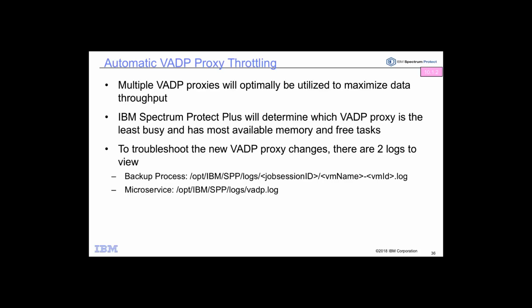Automatic VADP proxy throttling. Now we will use multiple VADP proxies to maximize data throughput if you're backing up VMware. And Spectrum Protect Plus will determine which VADP proxy is the least busy and has the most available memory for free tasks, and use that VADP proxy to do backups on VMware. So again, some changes to Spectrum Protect Plus to do things automatically to make it easier for the administrator to operate the system.